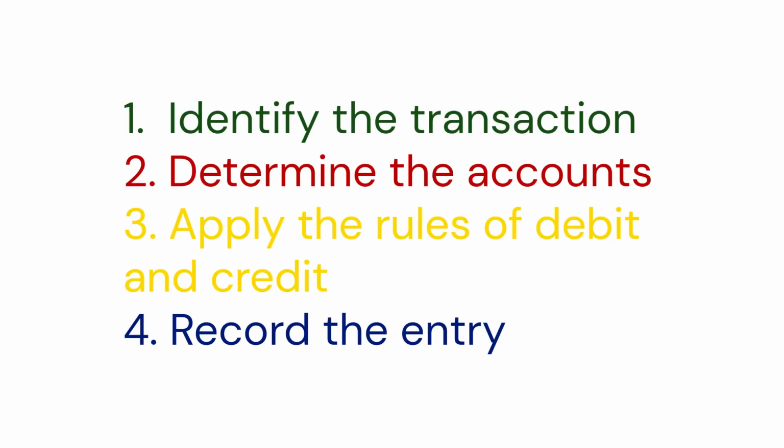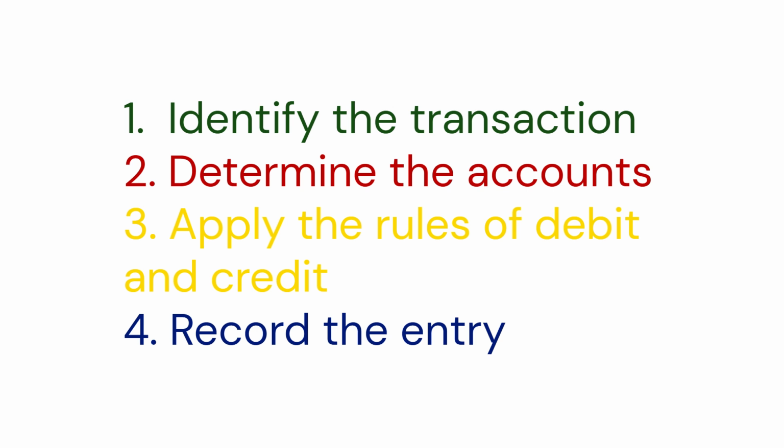How to record a journal entry. Identify the transaction. Understand what happened financially. Determine the accounts. Pinpoint which accounts are affected. Example: cash, accounts receivable, accounts payable, owner's capital, etc. Apply the rules of debit and credit.